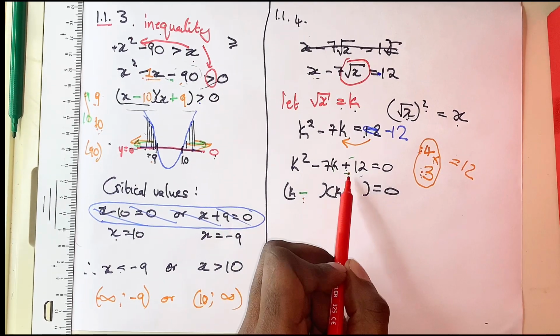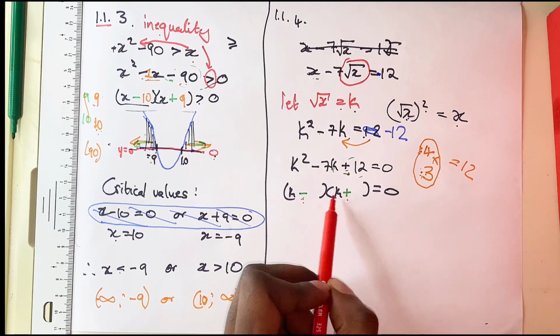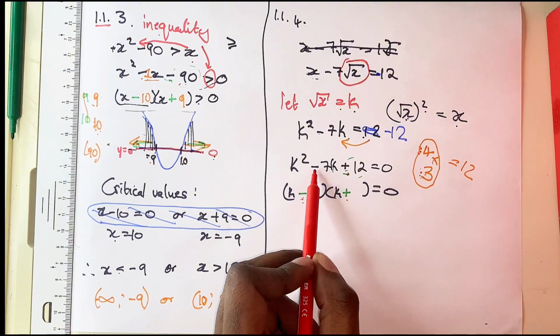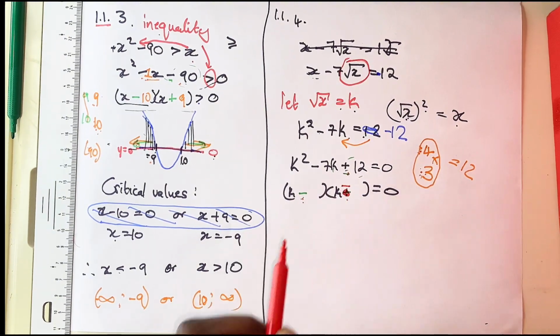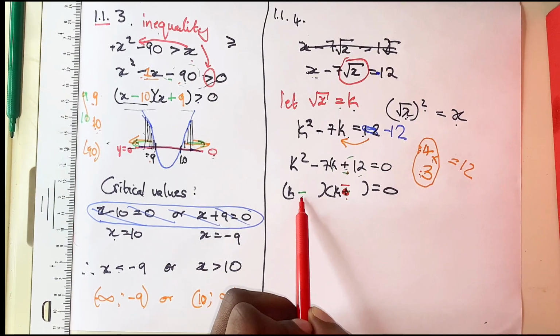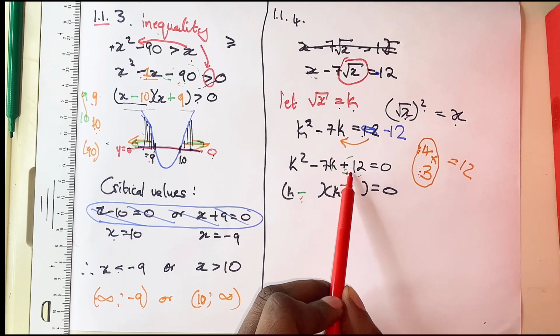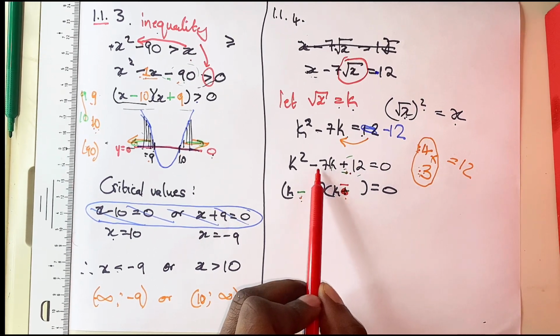And once our last term is positive, that means the signs in our bracket will be the same, and it will be the sign on the middle term. So which means we'll have both negative. Signs in the brackets will be the same because the last term is positive, and which sign it is, it will be negative because the middle term is negative.